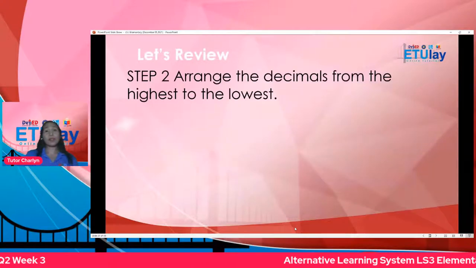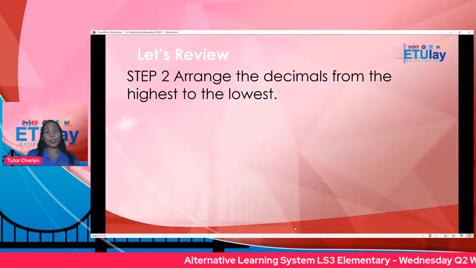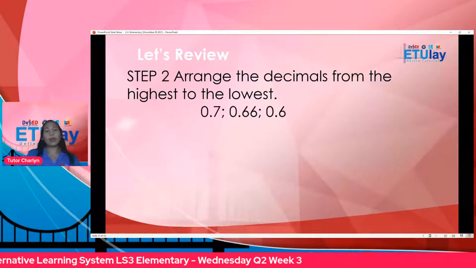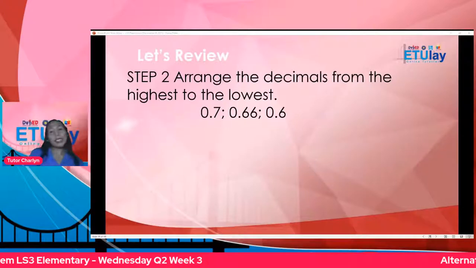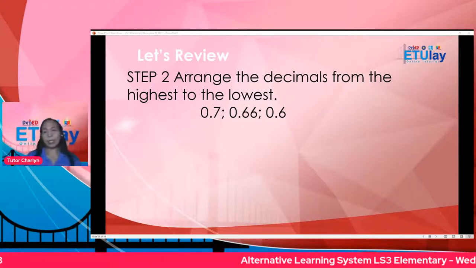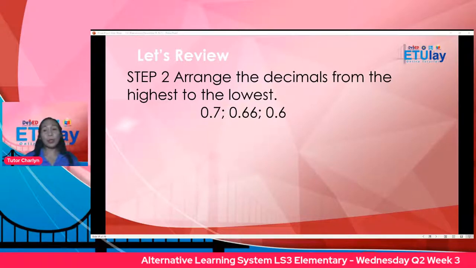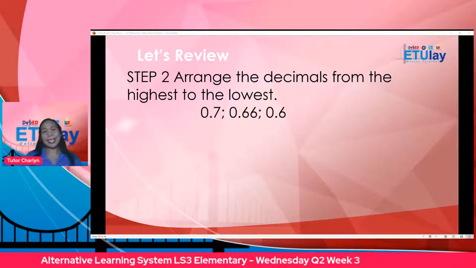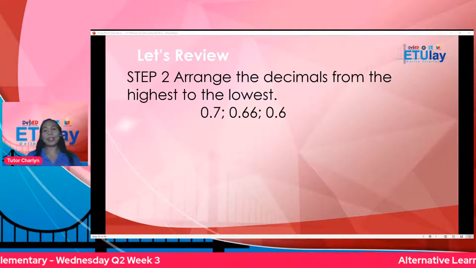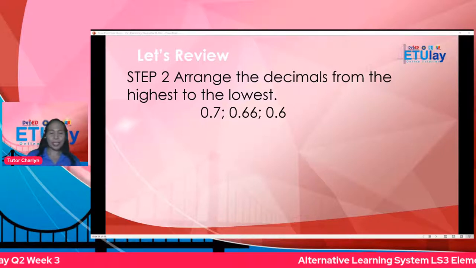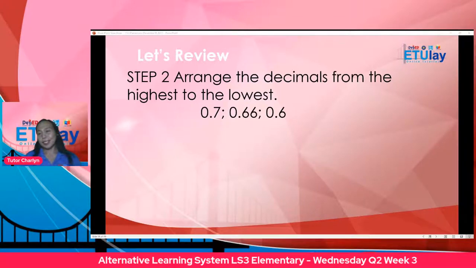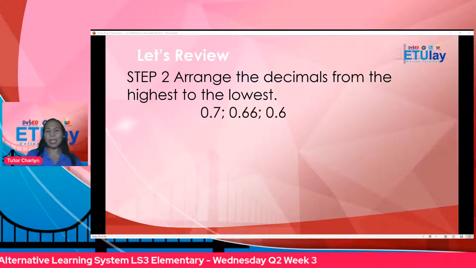Again, we arrange from the highest to lowest. So, that's the arrangement. So, we have 0.7 next, followed by 0.66, followed by 0.6. Okay, sino po ba yung merong 0.7? Okay. 0.7 or 7 out of 10, si Dali po yung may. Yeah, tama. So, Dali got 70%. Okay, so siya po yung may pinakamalaking part. Okay, how about sino yung may pinakamaliit na part na nabili?